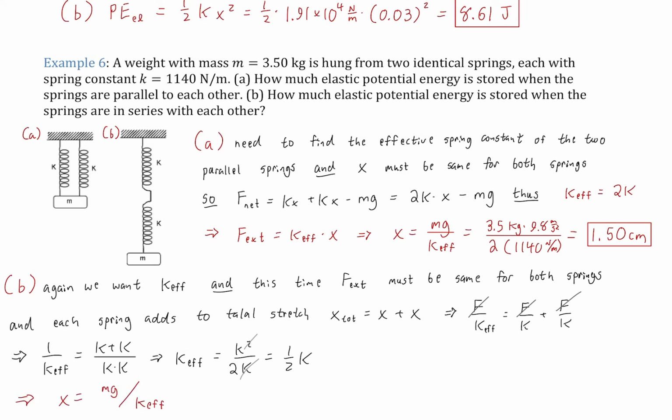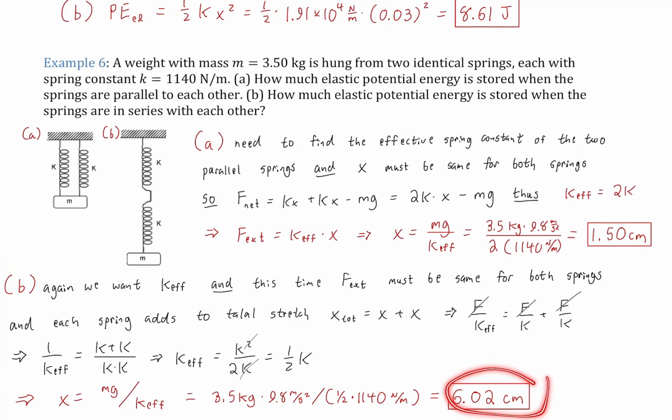All right? So then, if we want to find the stretch, it's the external force mg divided by that K effective. So it's 3.5 times 9.8 meters per second squared over 1/2 of the K of the individual springs, which was 1,140 newtons per meter. And so then we have a stretch of 6.02 centimeters. The stretch is 4 times as long. So putting them in series means you get 4 times as much stretch.